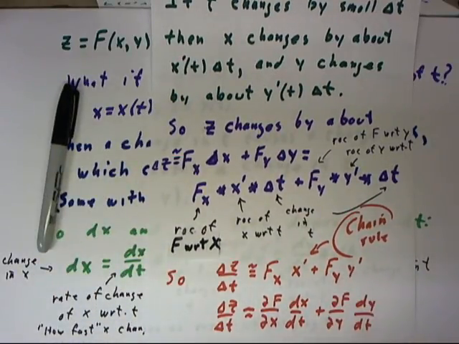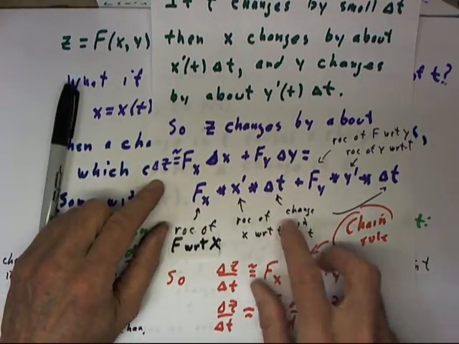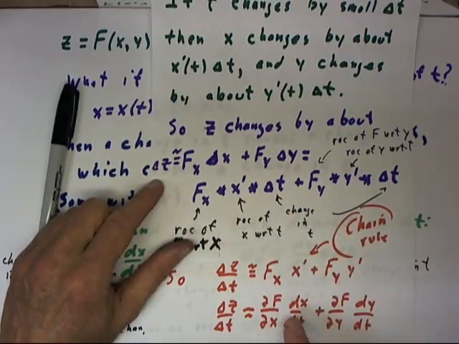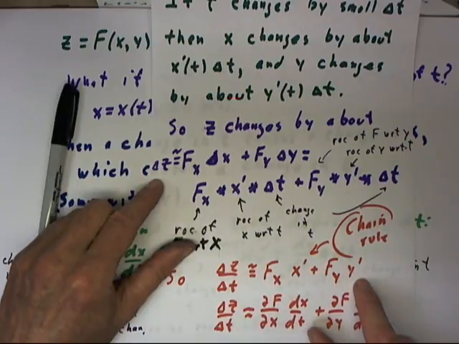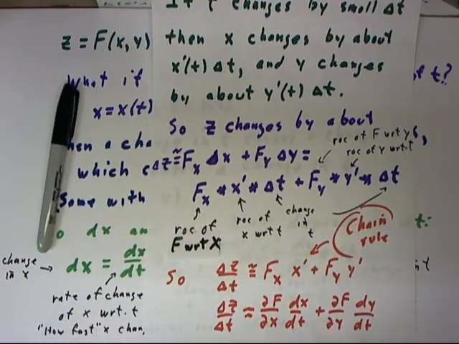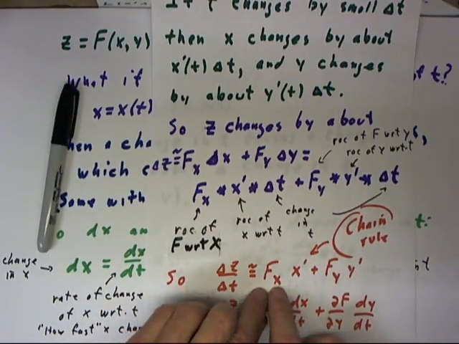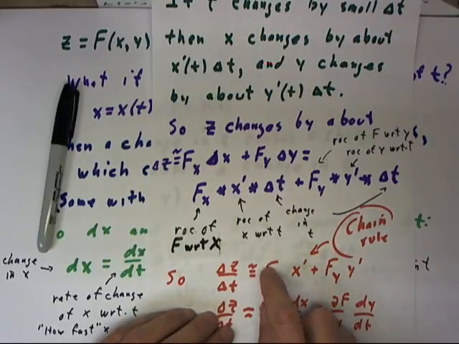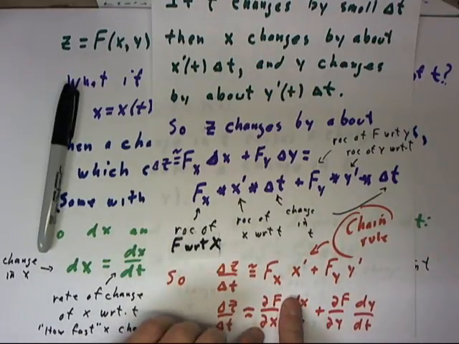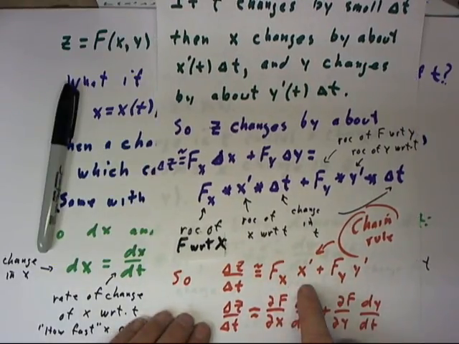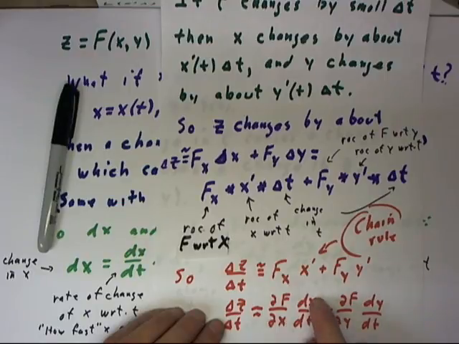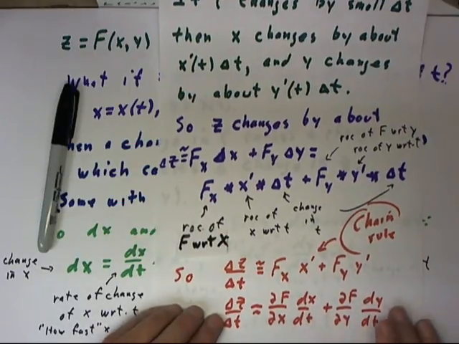But what I was saying was simply that delta z divided by delta t is going to result in the expression fx x prime plus fy y prime. Now, if we put that into slightly different notation, fx means the partial derivative with respect to x of f, and that's written as partial f with respect to x. Fy is partial f with respect to y, and x prime is just a shorthand notation for dx dt, as y prime is shorthand notation for dy dt.